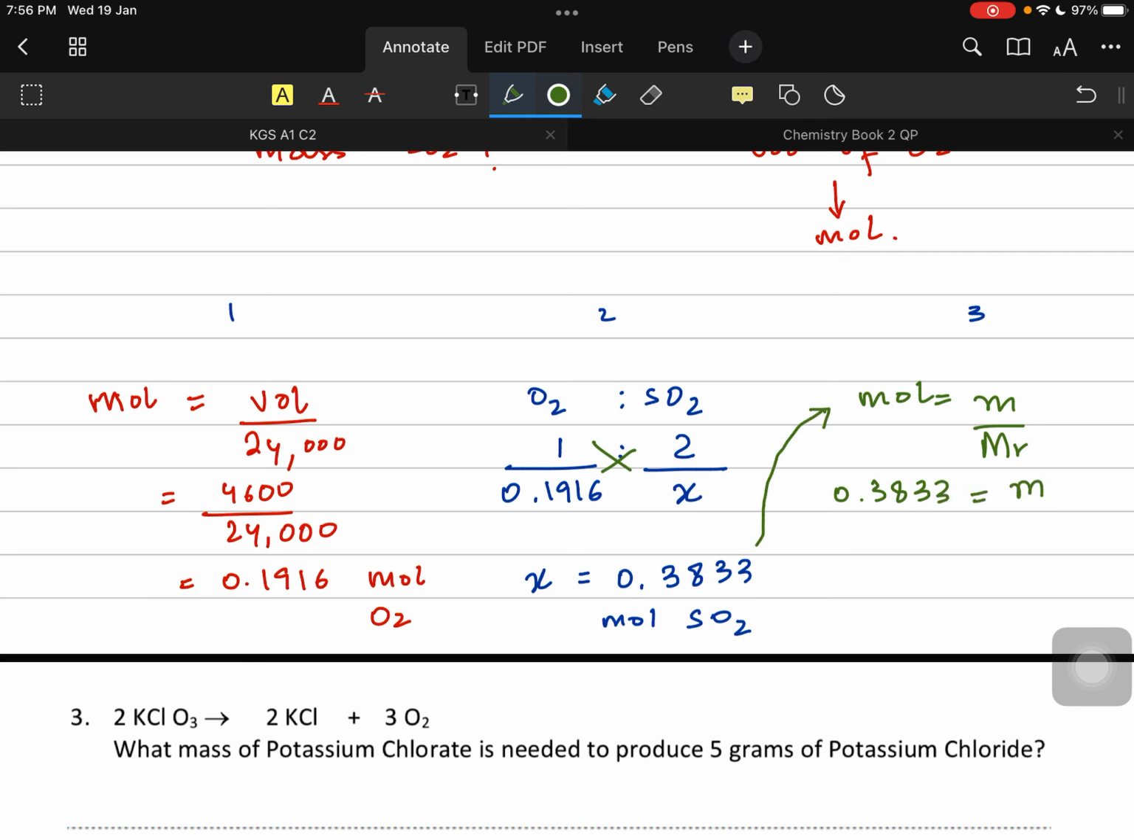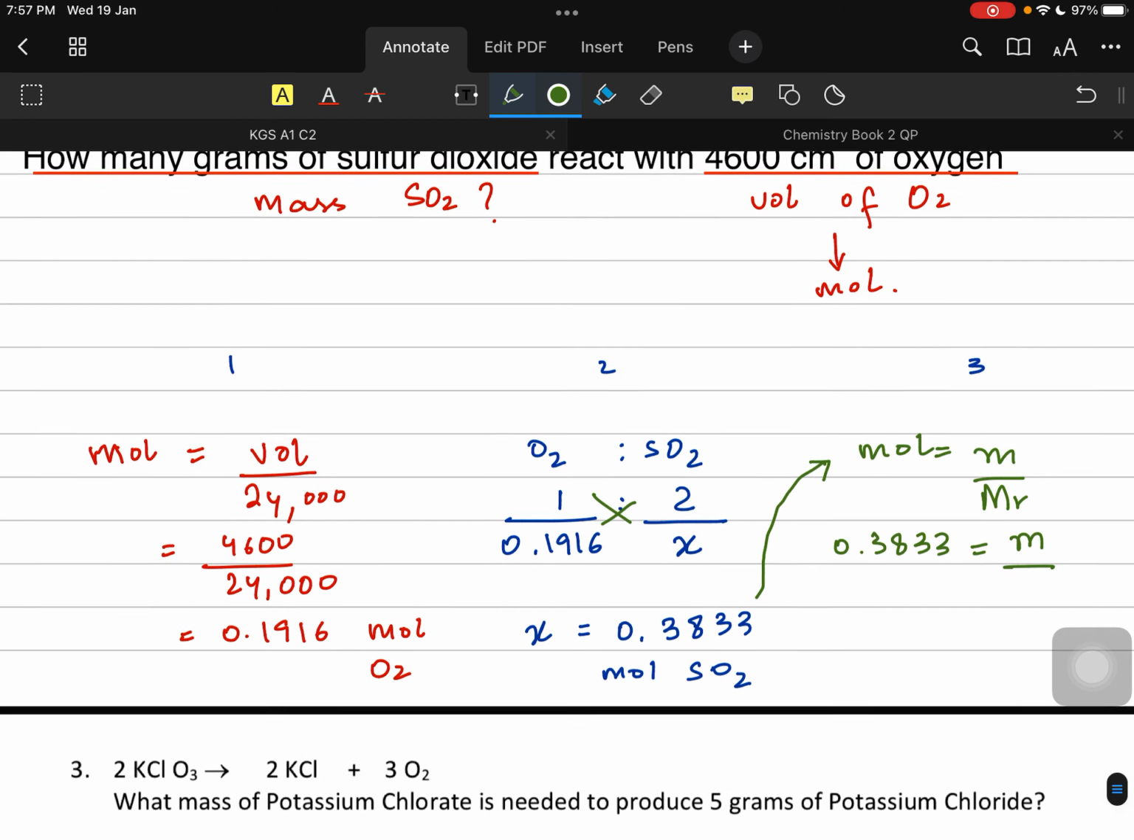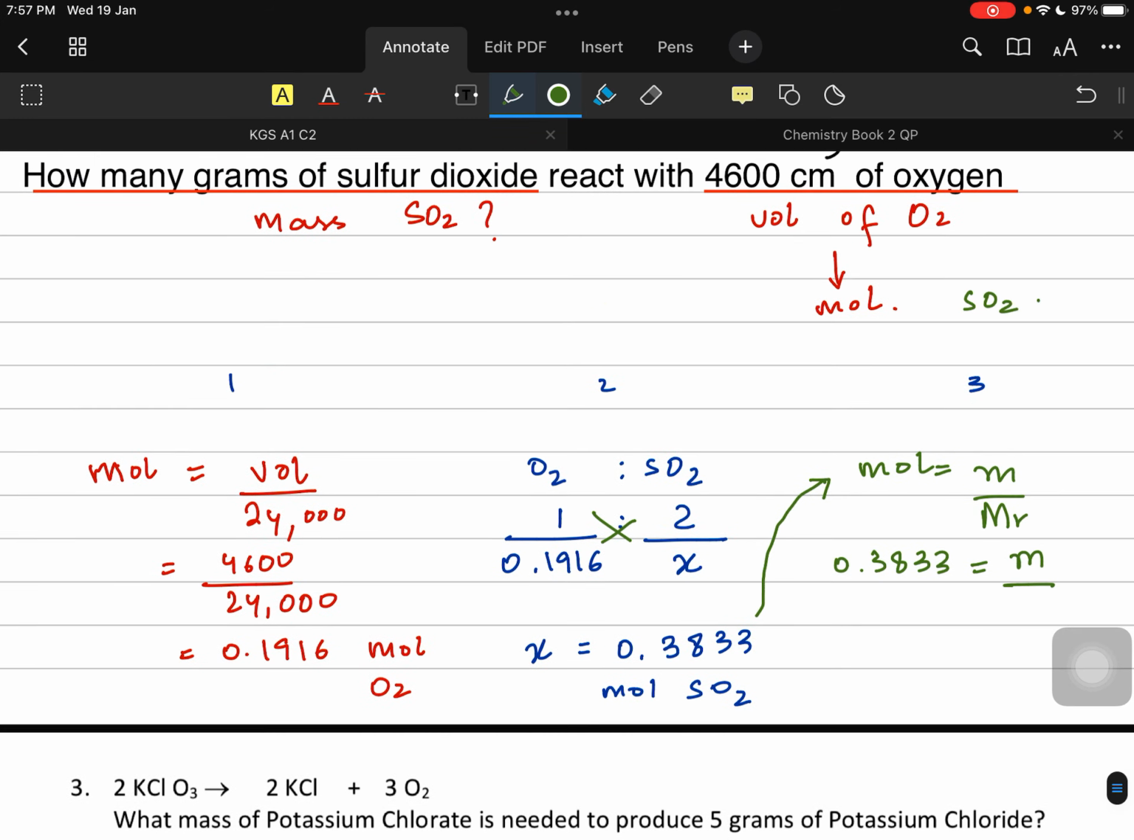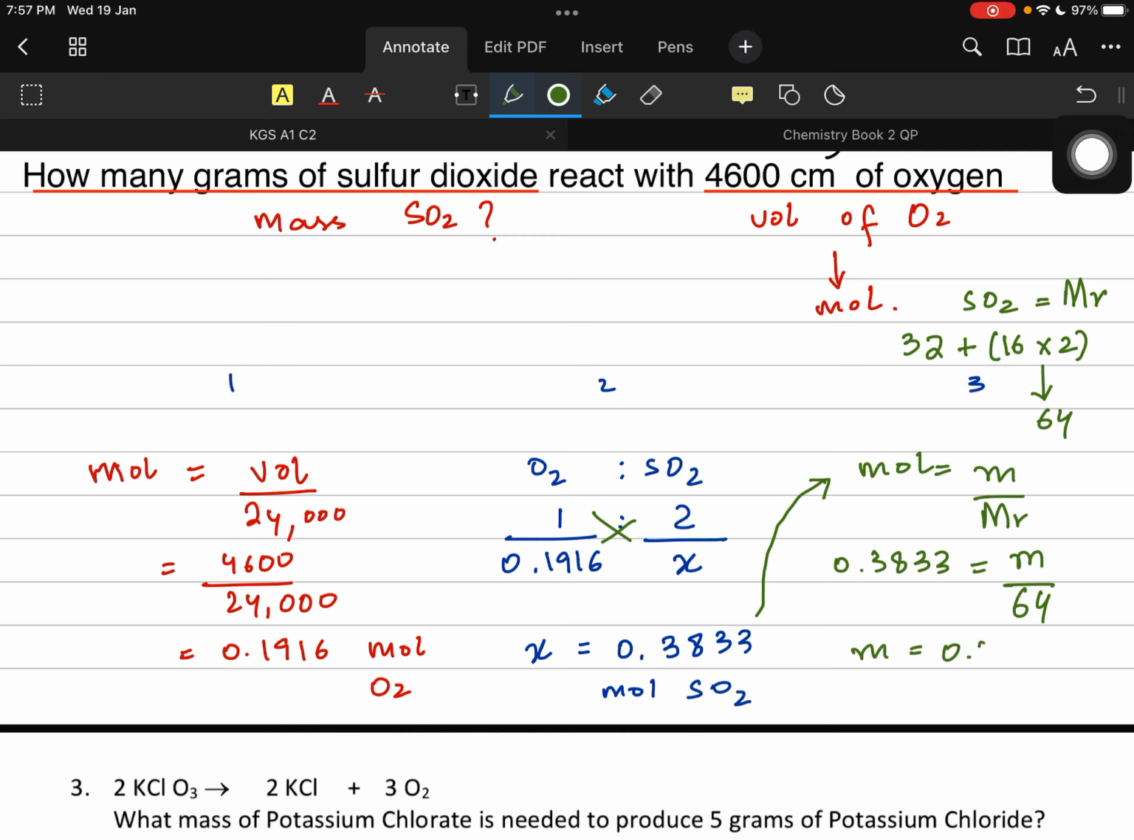We don't know the mass, but we do know the Mr of sulfur dioxide, because it is going to be sulfur, which is 32, and oxygen, which has an atomic mass of 16, times 2, because there are 2 oxygens over here. So 32 plus 16 times 2 gives us 64. So the molecular mass is 64 units. We get mass by multiplying 0.3833 times 64. We multiply this value by 64, we get the answer, which is 24.53 grams.